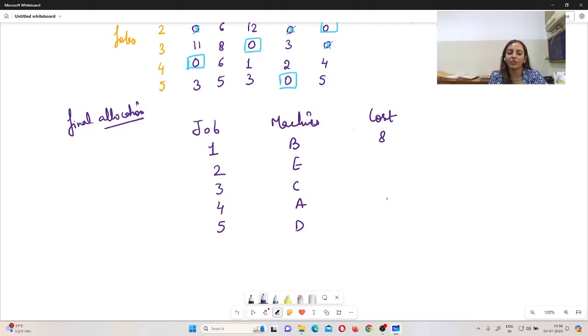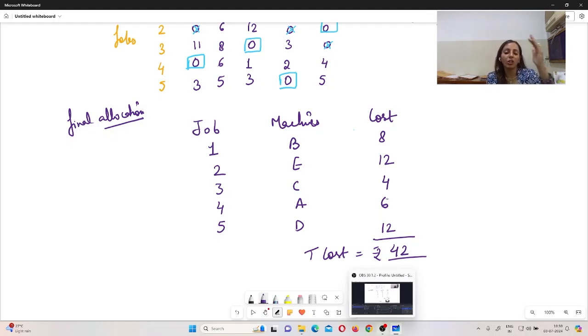And for 2, we have given E, that will be 12. For 3, we have given C, that will be 4. And for 4, we have given A, that will be 6. And for the job number 5, we've given machine number D, and that value is 12, right? So adding all these values, 8 plus 12 plus 4 plus 6 plus 12, that will be 42. That means when we do the assignment in this direction, the total cost will be 42, and that is the least cost assignment as per the Hungarian method. So this is the way you have to follow all these steps in order.